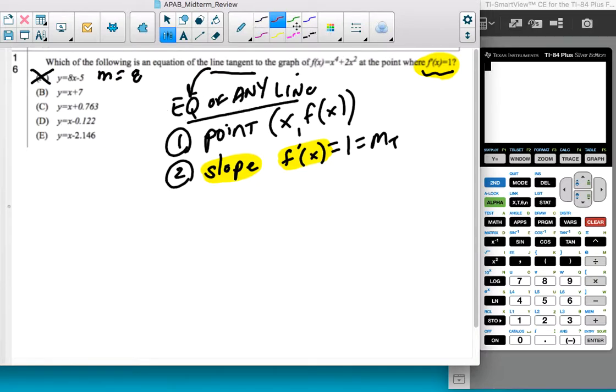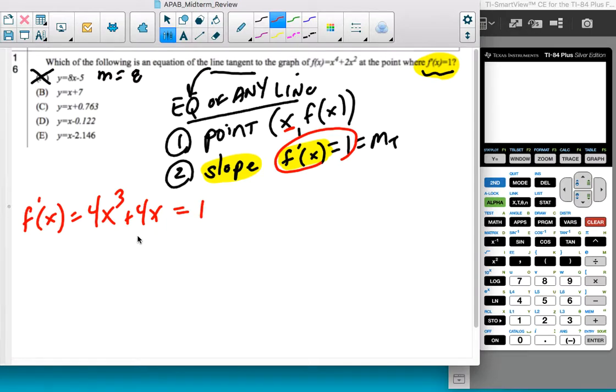But now the trick is I need to find this x value. Well, this x value is going to happen when my f prime, which I can find because it's a simple power rule, right? So 4x cubed plus 4x, I need to find when that is equal to 1. And this is where your calculator comes in because this is not a nice number, right? Not at all. So this is going to be an ugly answer.